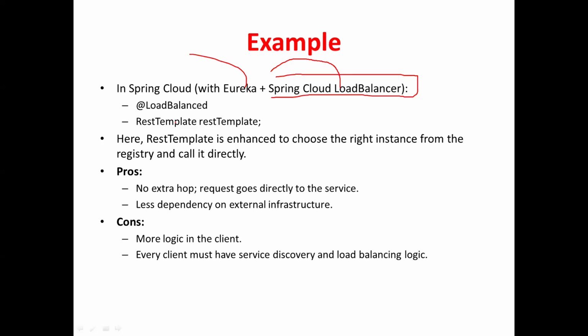Usually you create a REST template and make an API call, where you can autowire it. To get the benefit of load balancing, you should add one annotation, @LoadBalanced. Then this REST template is enhanced to choose the right instance from the registry, and you can call it directly.